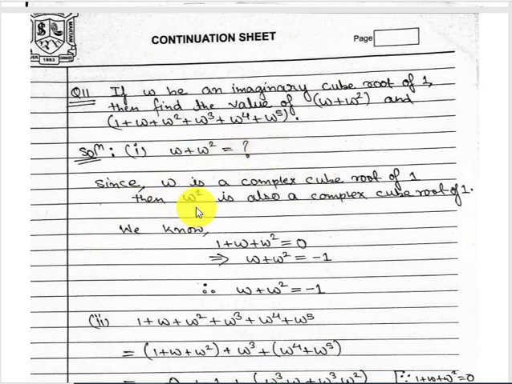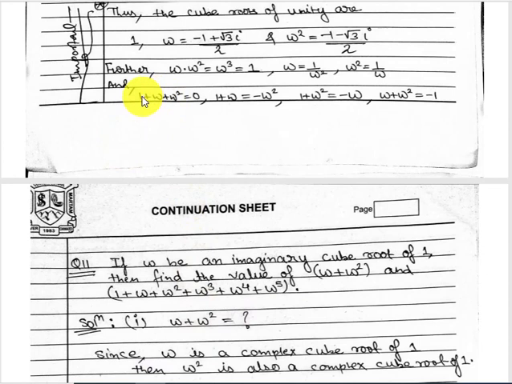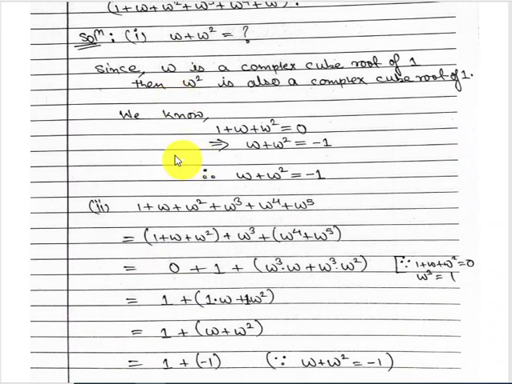From this relation, 1 plus omega plus omega square equals 0. So omega plus omega square will be minus 1. So we got the answer, minus 1.